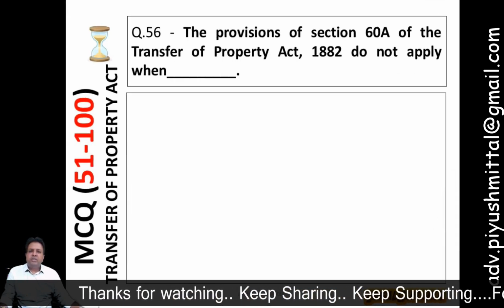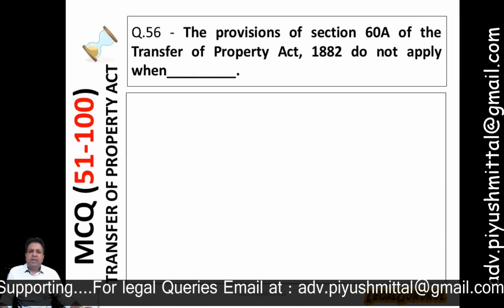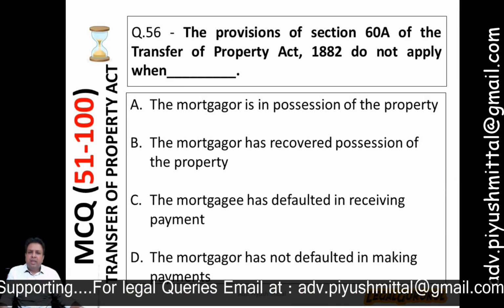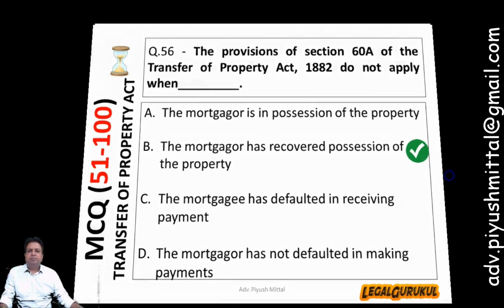Question number 56. The provisions of Section 60A of the Transfer of Property Act 1882 do not apply when A, the mortgagor is in possession of the property, B, the mortgagor has recovered possession of the property, C, the mortgagee has defaulted in receiving payments, D, the mortgagor has not defaulted in making payments. And the correct answer is B, the mortgagor has recovered possession of the property.